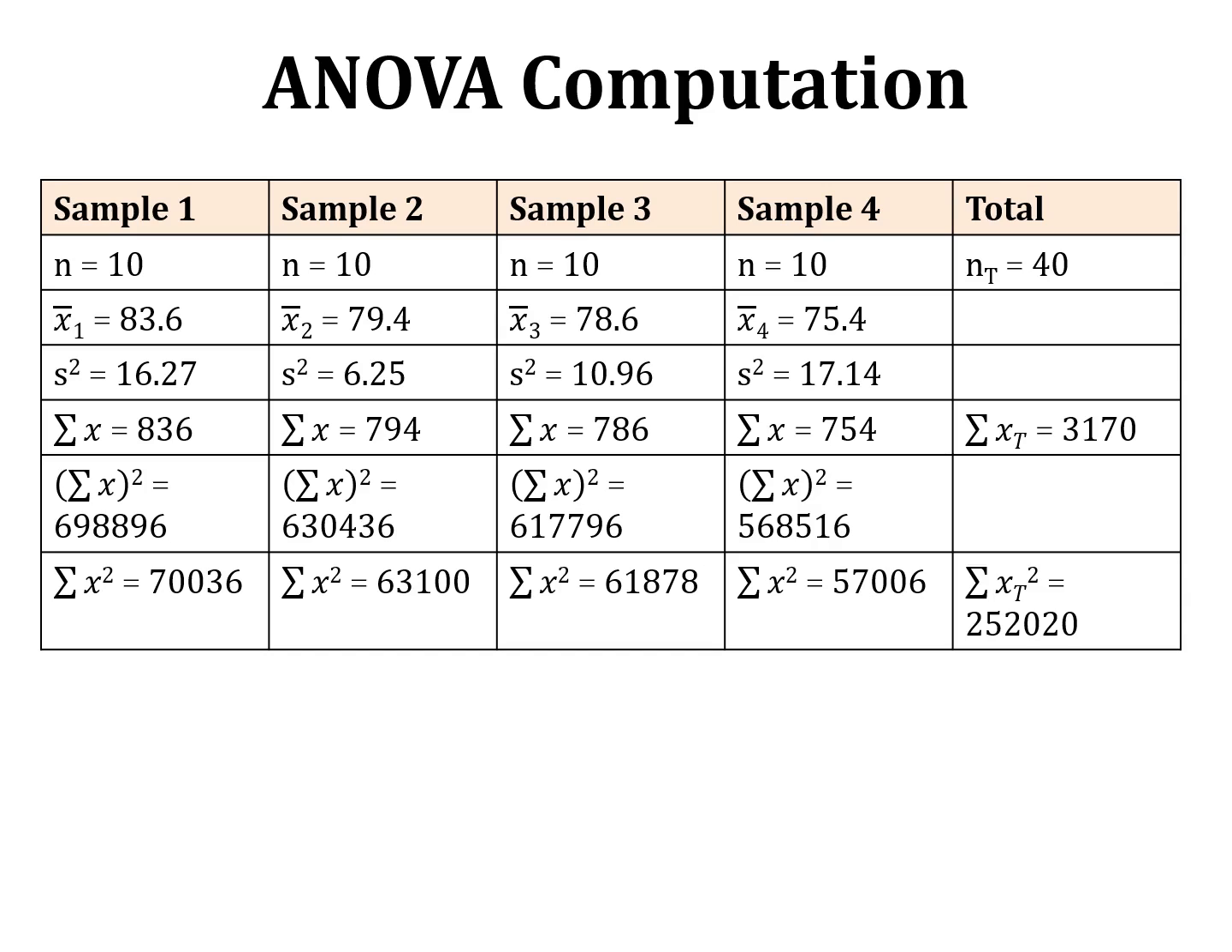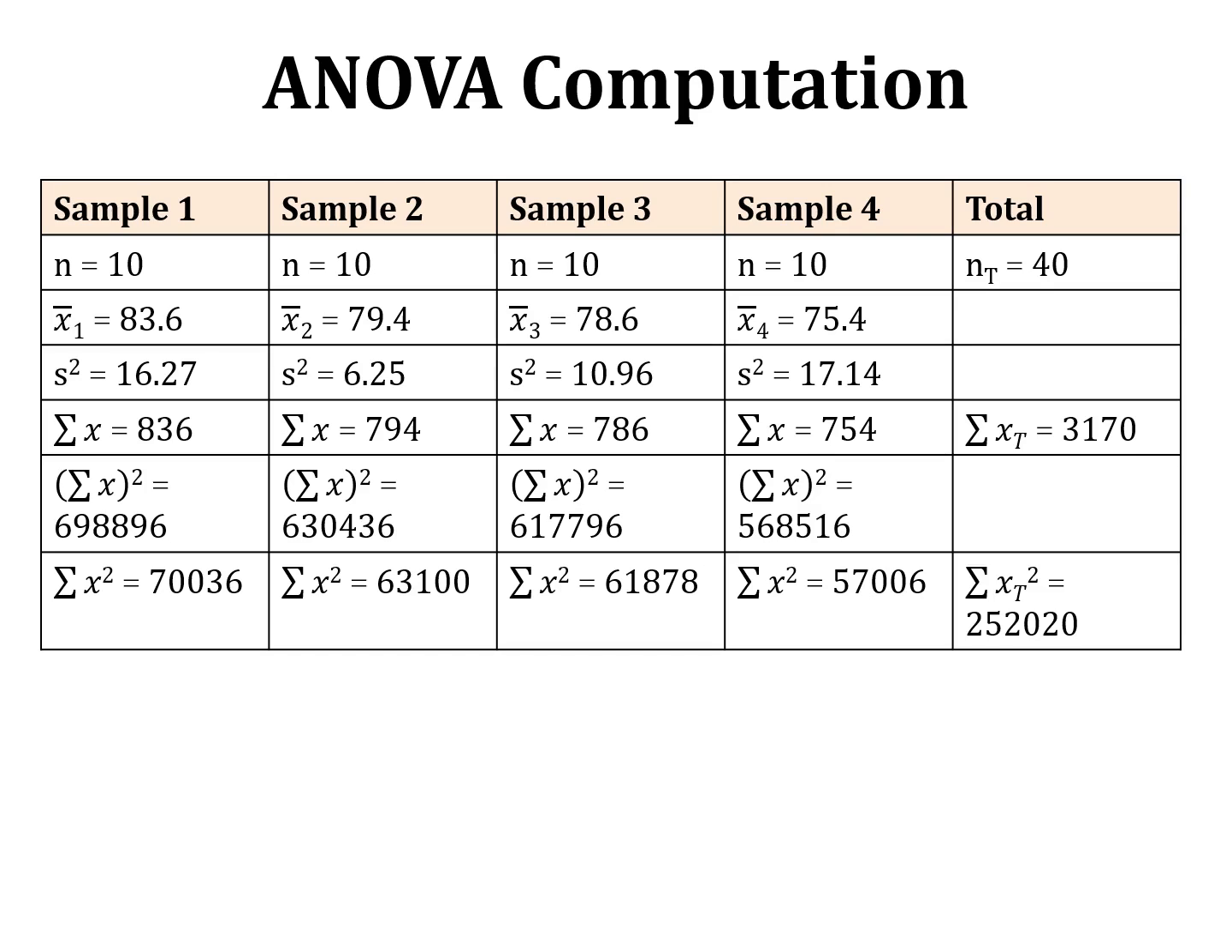Then the variances. The variance in sample number 1 is 16.27 grams. The variance in sample number 2 is 6.25 grams. The variance in sample number 3 is 10.96 grams. And the variance in sample number 4 is 17.14 grams.